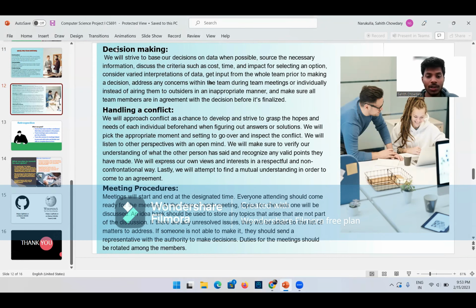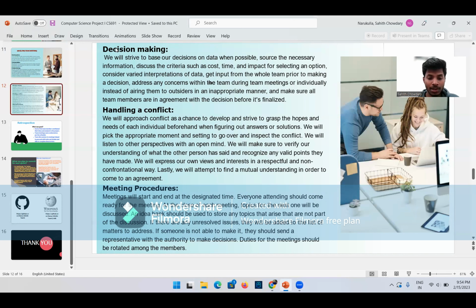And conflict handling. We will approach conflict as a chance to develop and strive to grasp the hopes and needs of each individual beforehand. When figuring out solutions, we will pick the appropriate moment and setting to go over and inspect the conflict. We'll listen to other perspectives with an open mind. We'll verify our understanding of what the other person has said and recognize any valid points they have made. We'll express our own views and interests in a respectful and non-confrontational way. Lastly, we'll attempt to find a mutual understanding in order to come to an agreement.